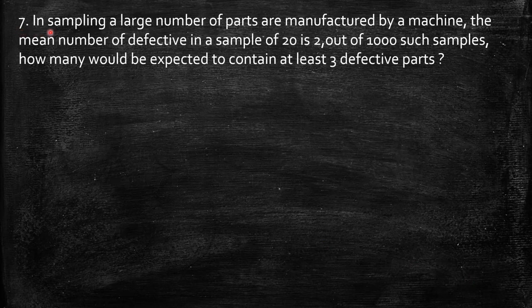Next, problem number 7. In sampling, a large number of parts are manufactured by a machine. The mean number of defectives in a sample of 20 is 2. Out of 1000 such samples, how many would be expected to contain at least 3 defective parts? So here, the probability of a defective, that is P, is not given directly. Instead, the mean number out of 20 is given, that is 2. So that means N is 20 and NP is 2. Mu is NP, that is given 2. With that, we can get P first.